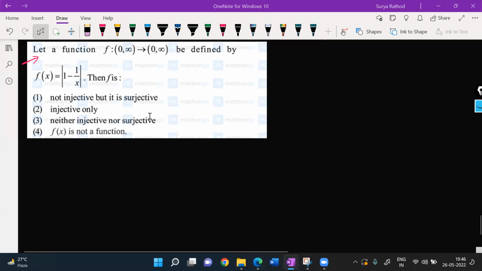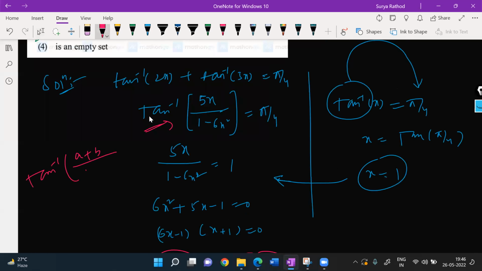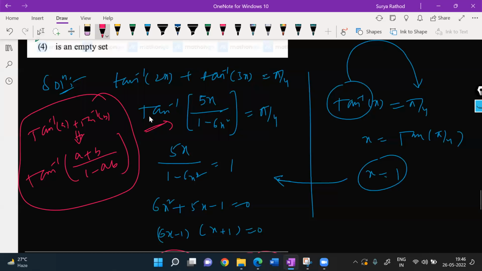That is the above question. How many of you understood? Look at this here, guys. Many of you are wondering how I wrote this. But there is a formula: tan inverse of a plus tan inverse of b can be written as tan inverse of (a plus b) by (1 minus ab), like that.